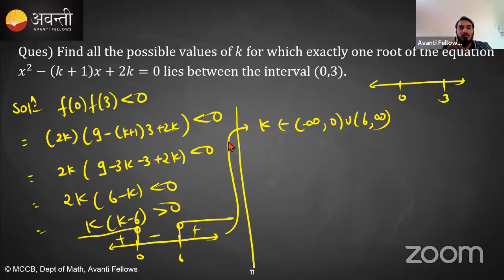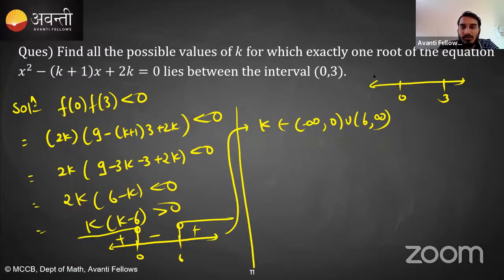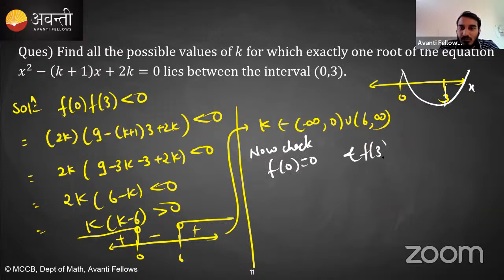What did I do? The condition was that exactly one root should lie between 0 and 3, right? So f of 0 and f of 3 product should be negative, and that we did, right? Now this is not the complete answer. Now check f of 0 equal to 0 and f of 3 equal to 0.